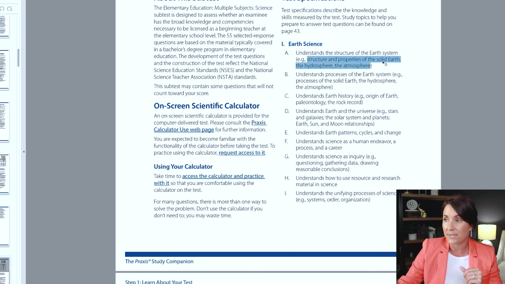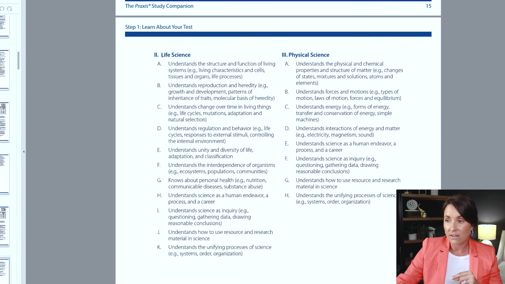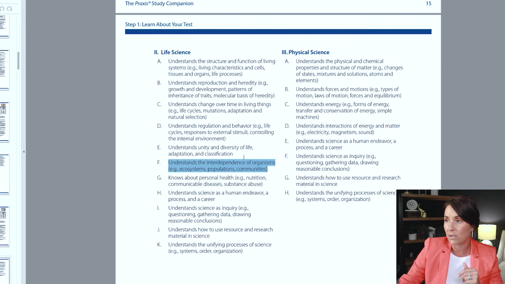We have structure and properties of solid earth, hydrosphere, atmosphere. You're going to want to know what the hydrosphere is. You're going to want to know exactly what the atmosphere is. You can see here in C, origin of the earth, paleontology, rock record. They give you really good examples here to focus. You can see here under life science, letter F, interdependence of organisms, ecosystems, populations, and communities. And then over here in physical science, we have forces of motion, Newton's law, electricity, magnetism, sound. All of that falls under physical science.